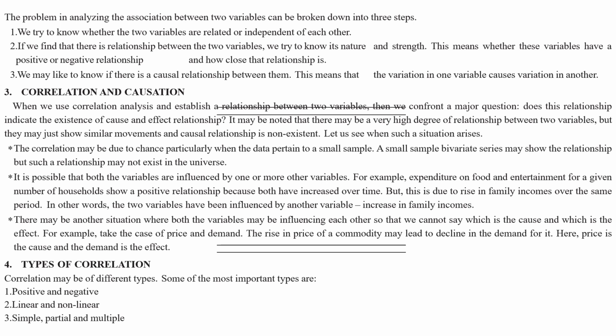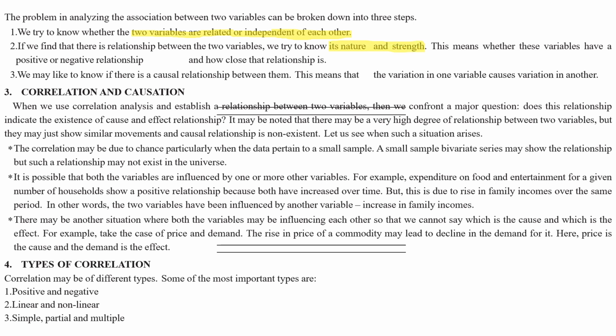The problem in analyzing the association between the two variables can be broken into 3 steps. We try to know whether the two variables are related or independent of each other. First, when we get two variables, we need to find out whether they are related, meaning dependent or independent of each other. If you find that there is a relationship between the two variables, that is, if they are dependent, then we try to know its nature and strength. We have to study how dependent they are.